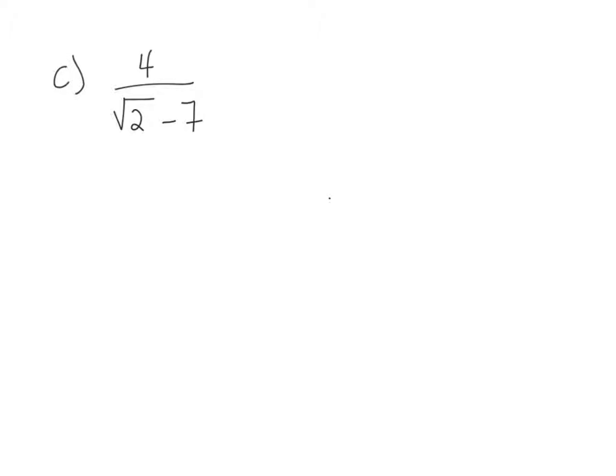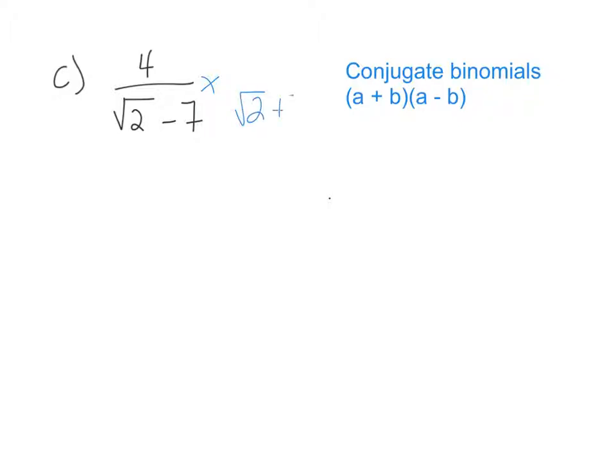When you have a binomial in the denominator like that, to change it to an integer, you need to multiply by the conjugate binomial. Conjugate binomials are two binomials that have the first term the same and the second term opposites. So it's a plus b, a minus b. For this example, it's going to be root 2 minus 7. So here we'll put root 2 plus 7.